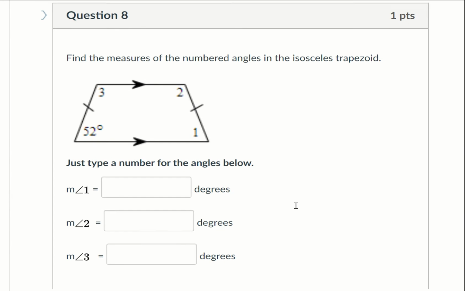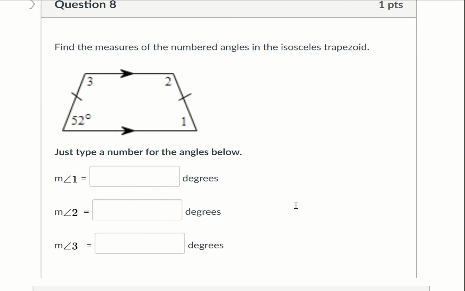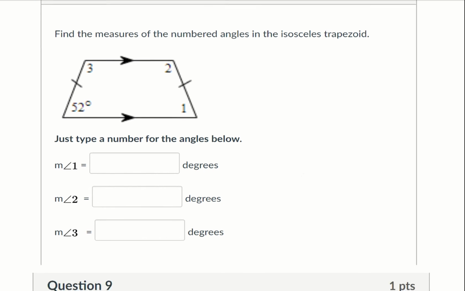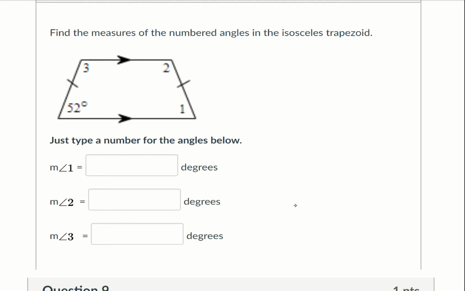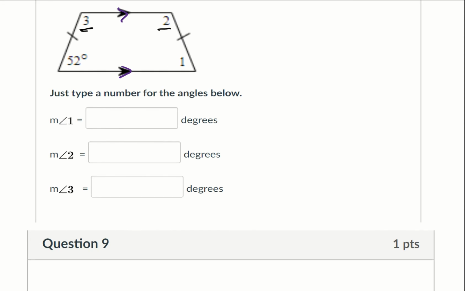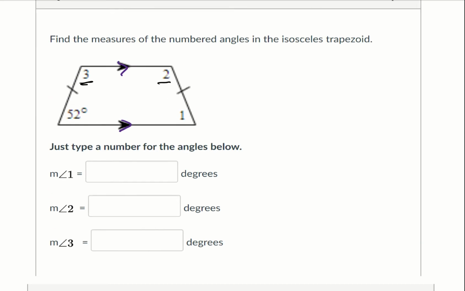All right, question number 8. Find the measures of the numbered angles in the isosceles trapezoid. So this is a trapezoid, so this is a 6.2 problem. So it says find the measures of 3 and 2, essentially. We know that because it's a trapezoid that these are parallel, okay? We call those the bases. And we're also trying to find angle 1. So we're trying to find a base angle as well. All right, so just type a number for the angles below. So we have, okay, so 1, 2, and 3.